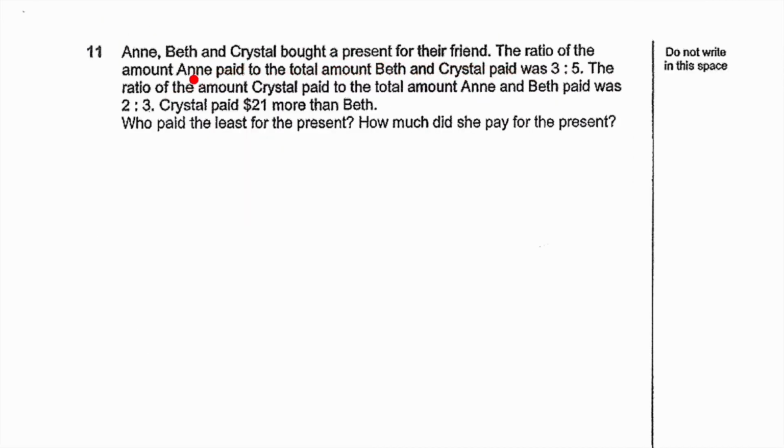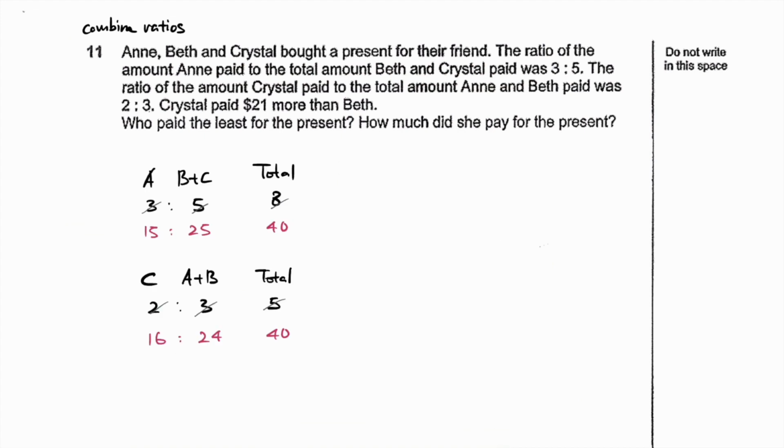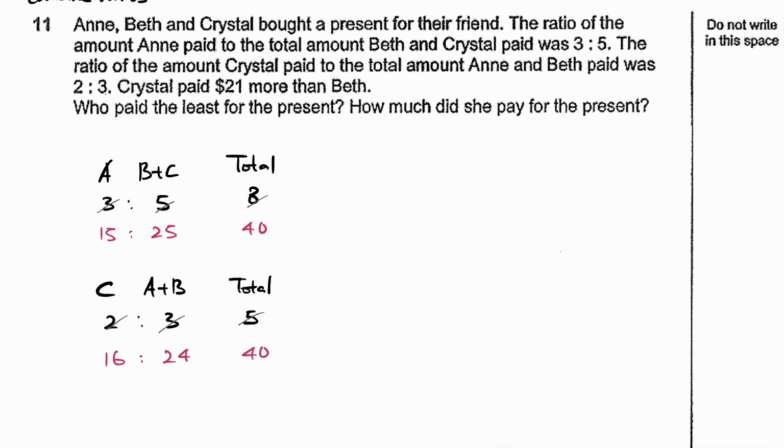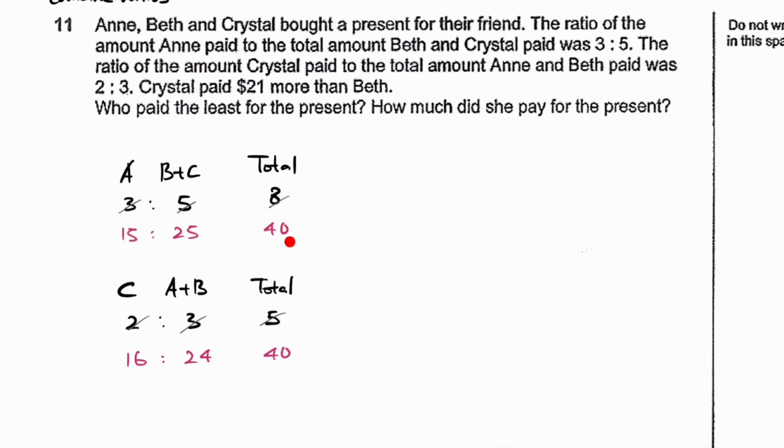A, B, and C bought a present for their friend. The ratio of A to the total of B and C was 3:5. Okay, so we can form a little bit of a ratio here. A is 3 units, B and C combined is 5. The total here is 8. Now the amount that C paid to total A and B, C to A and B is 2:3. Now, since we are talking about ABC and ABC, shouldn't the totals be the same? It can't be 8 and 5 at the same time, right? So let's turn the total to 40, shall we? So multiply by 5 and do multiplication by 5 accordingly. Multiply by 8, do the same on this side.